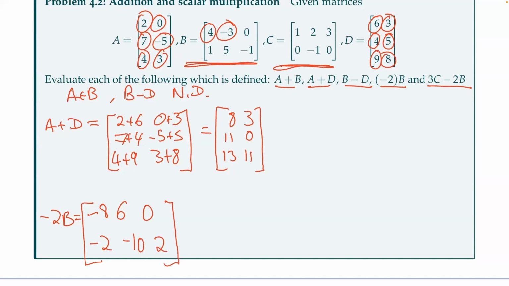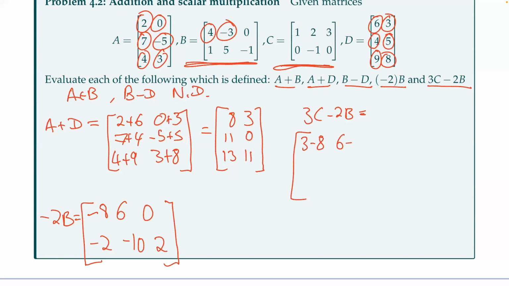Great. And then the final one here, we've got 3C minus 2B. So here what we're doing is we're multiplying C by a scalar 3 and then subtracting 2 times B. We've already worked out what minus 2B is, so we don't have to work that out separately. So what are we going to have here? 3 times C. So we're going to have 3 here from 3 times 1. I'm also going to do the subtraction at the same time. So we've got 3, and then we're going to have minus 2B, so we're going to have minus 8. 3 minus 8.